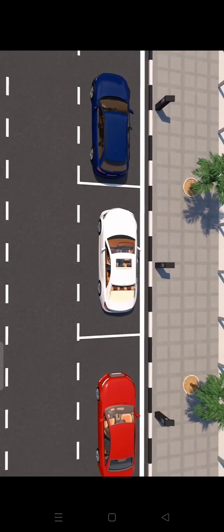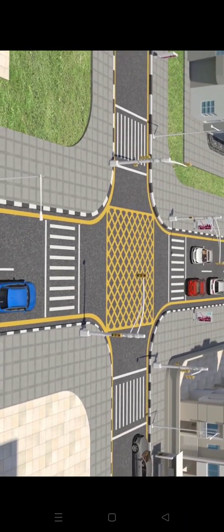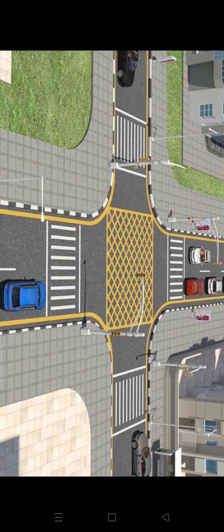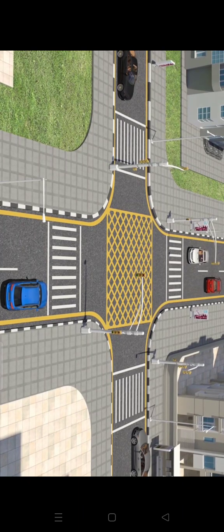No parking on yellow lines mark. A driver must never park on these lines, the yellow square, because this leads to obstructing traffic.